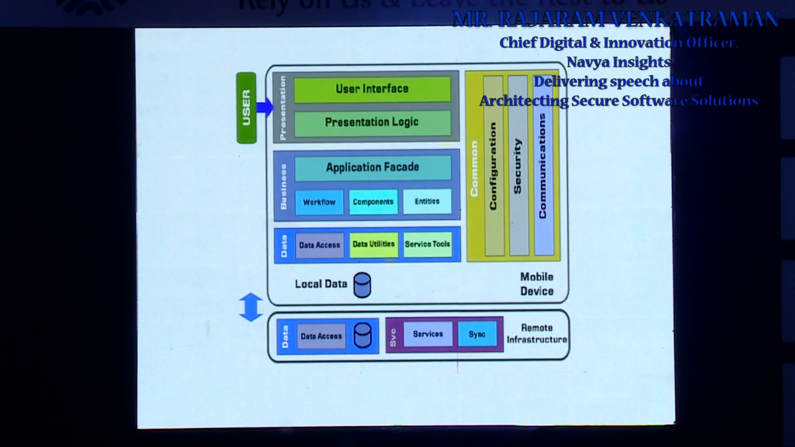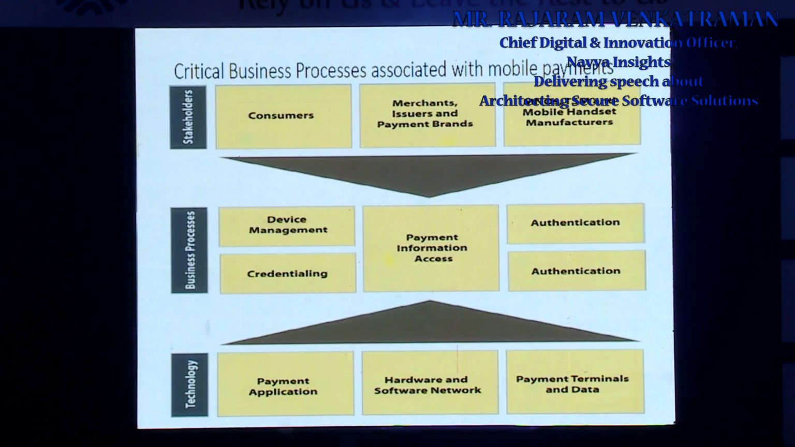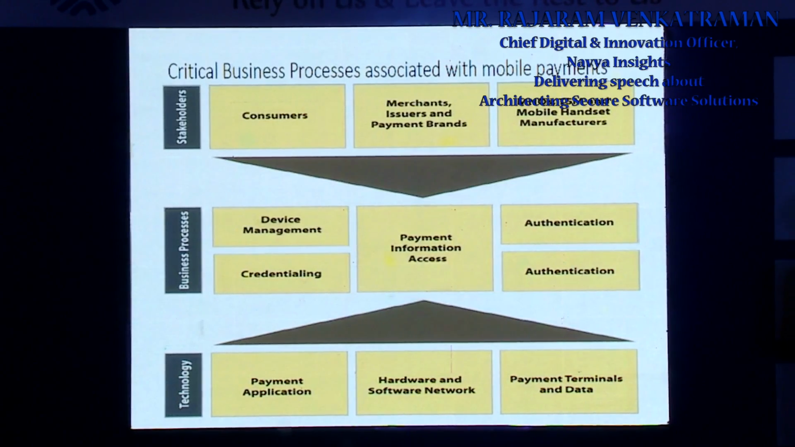The structure of the mobile app. So, if you look at the critical business processes associated with mobile payments, starting with technology, we have the payment application, the hardware, software and network, payment terminals and data, which are the technology elements. With respect to the payment information, the business process, we have the device management, registration. If you are looking at the wallet, there is a registration process, which is the most vulnerable to issues, credentialing, authentication. If you look at the stakeholders, we have the consumers, merchants, issuers, the mobile handset manufacturers and telecom service providers.